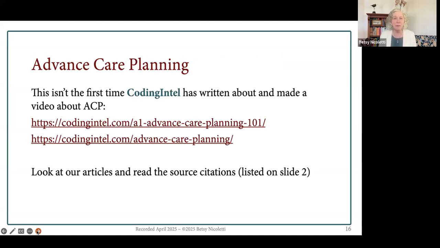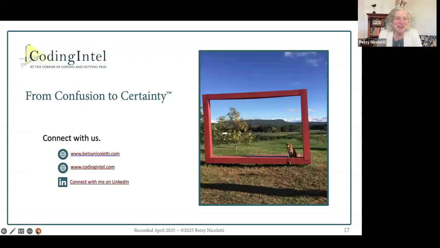Now, if you're a Coding Intel member, you know we've talked about ACP before. Since 2016, there are 2 articles. There's another video. So please take a look at those. And in addition to looking at our articles, read the source citations listed on slide 2. So, at Coding Intel, we really try and transform confusion to certainty.